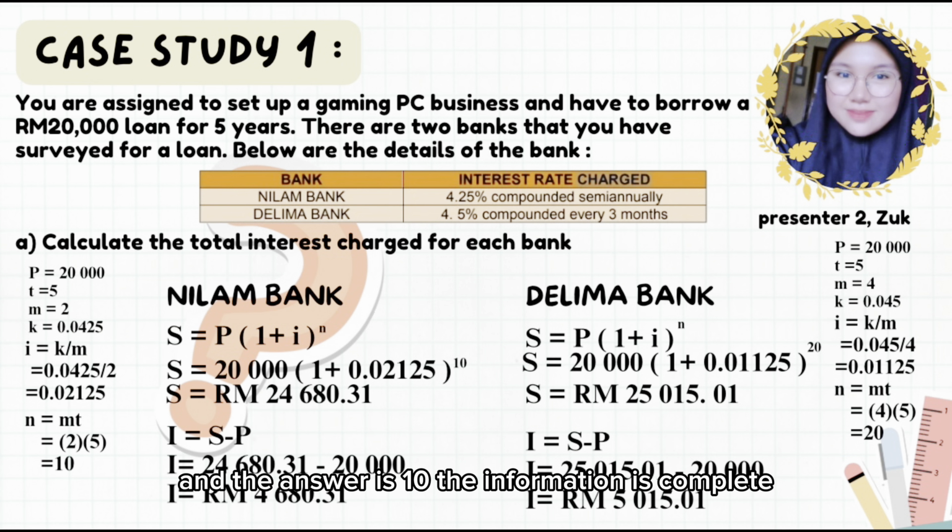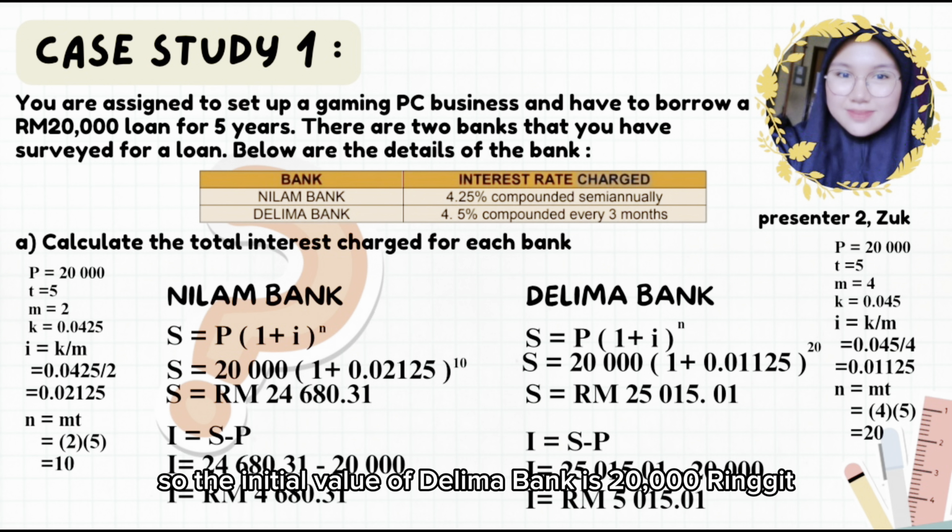The information is complete. Let's substitute into the formula. So S equals 20,000 bracket 1 plus 0.02125 power 10. And the answer is 16134.21. The interest charge equals S minus P. If we substitute the amounts, the answer is 4680.31. Now, let's move on to Delima Bank.